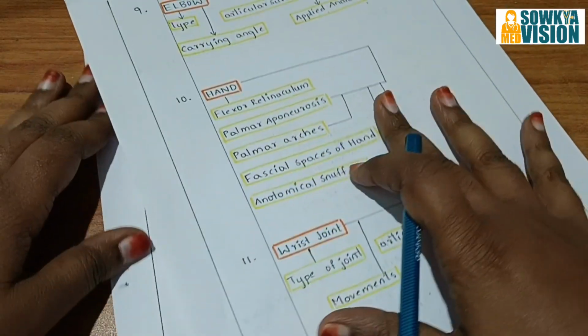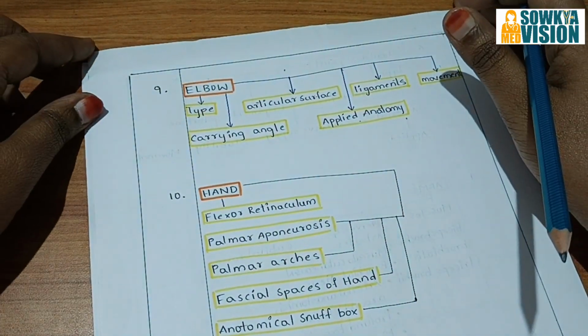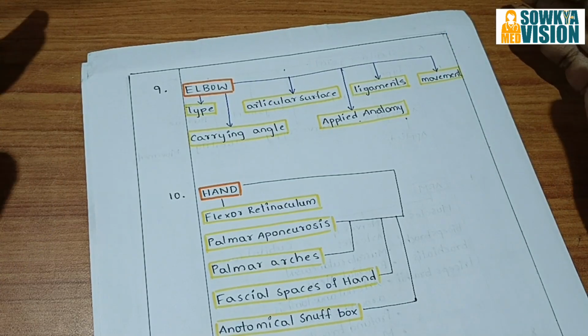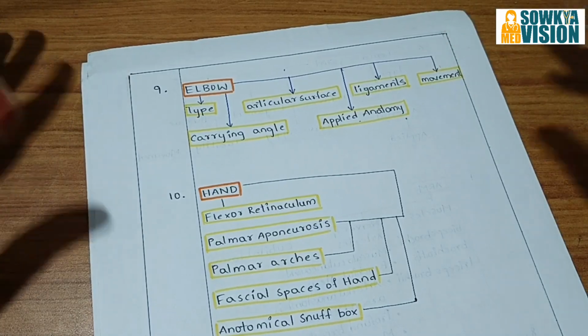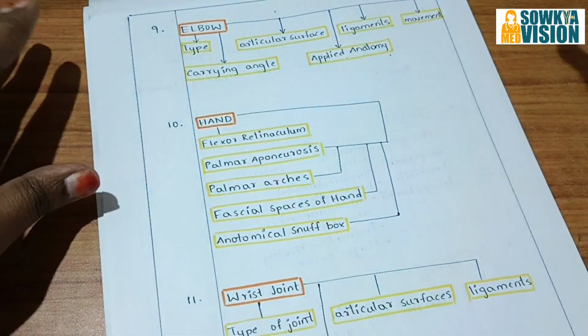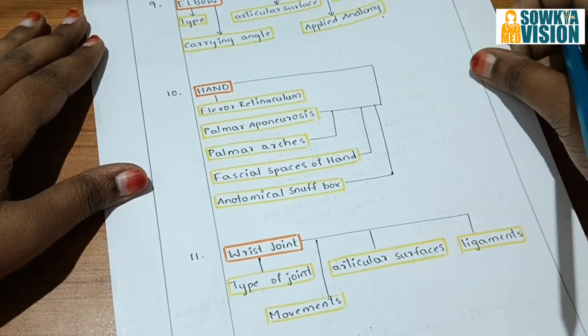And then we will discuss the elbow joint, the major joint in the upper limb, its articulating surfaces, and mainly the carrying angle. What is carrying angle? And then the hand. This part of upper limb is known as hand. We will discuss the hand, and at the last we will end with the wrist joint.